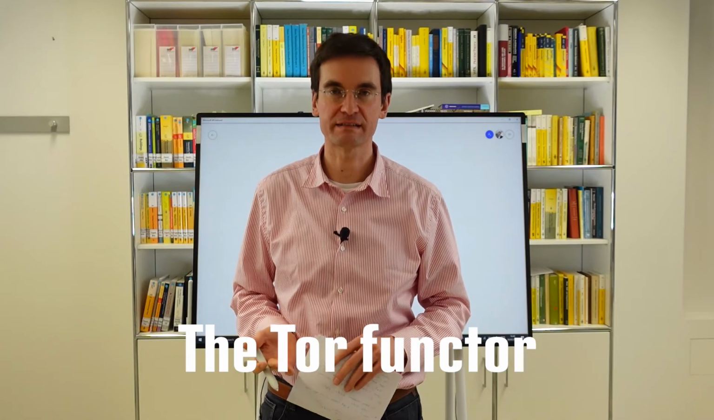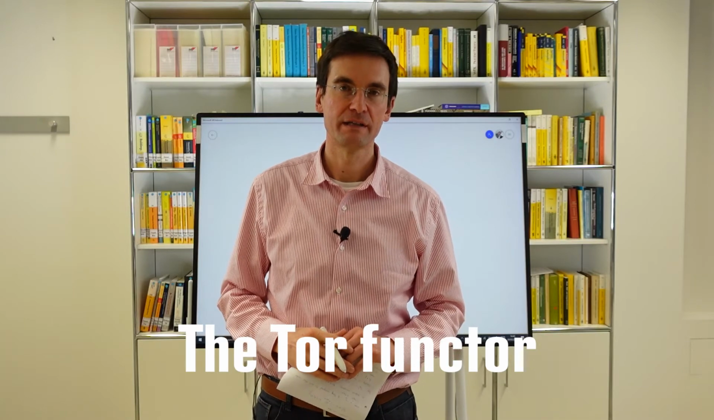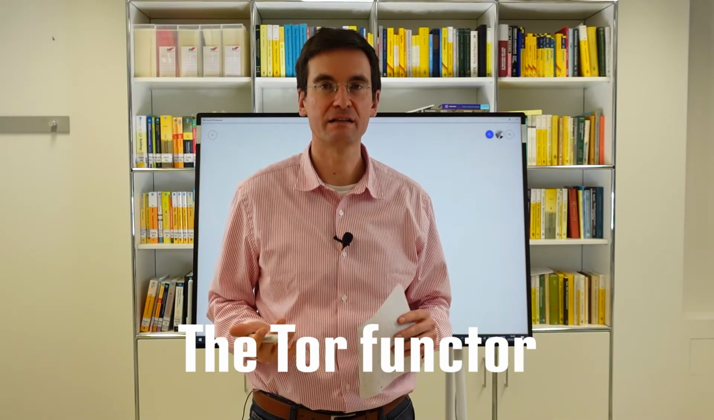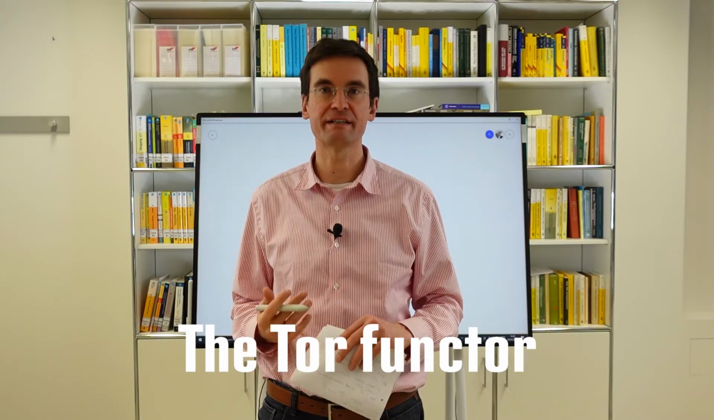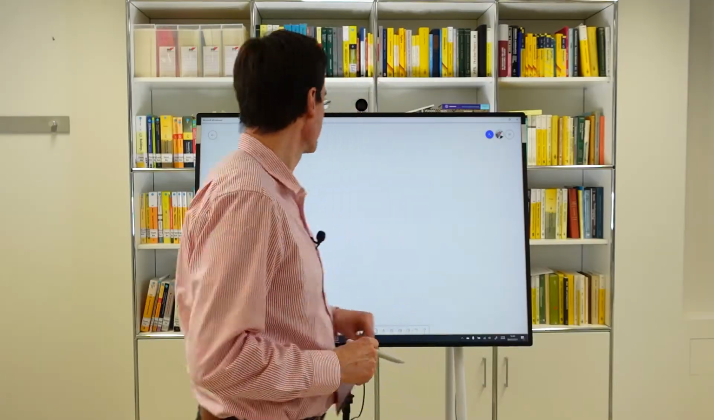We've learned that the tensor product is a right-exact functor. And the defect of the failing left-exactness can be measured by another functor that we're introducing in this video, the Tor functor. Let me define this Tor functor or Tor terms.